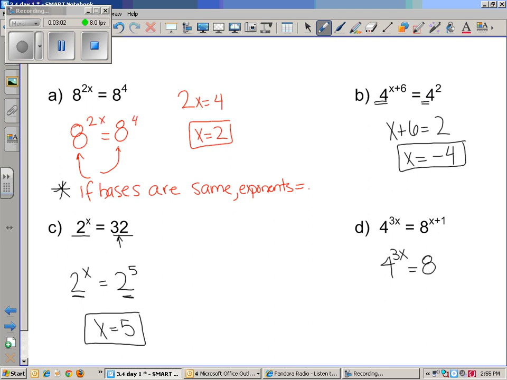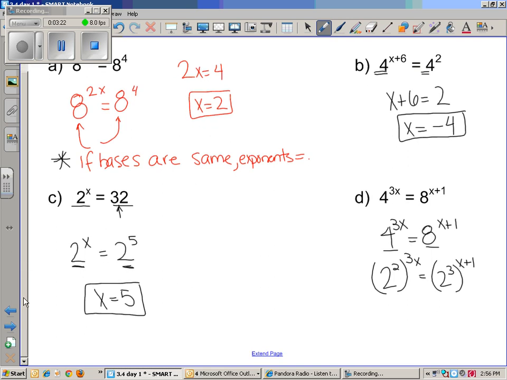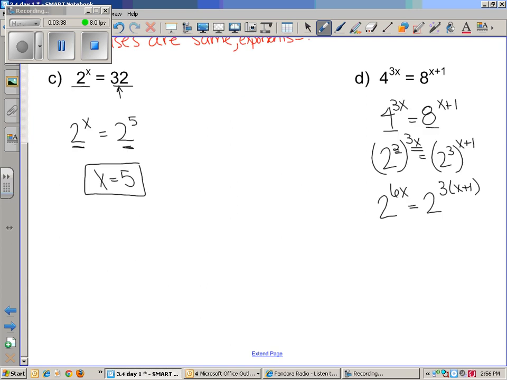I'm going to start by rewriting the problem. And 4 and 8 cannot be a single base to the same power. However, 4 is really 2 squared, and 8 is really 2 cubed. Now, in Algebra 1, we learned a rule that said when you are raising a power to a power, you want to multiply those. So this becomes 2 to the 6x is equal to 2 to the 3x plus 1. Notice my parentheses, because that's going to become extremely important for you.